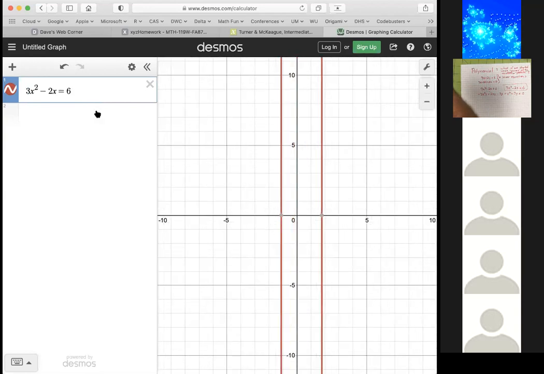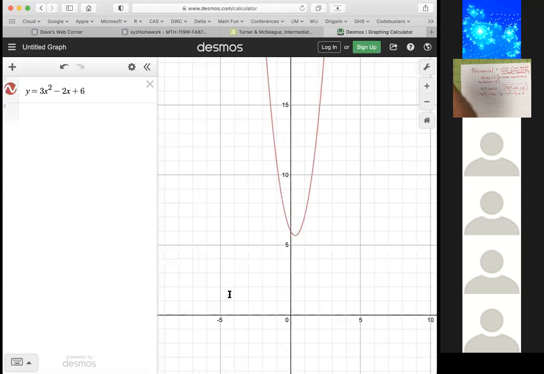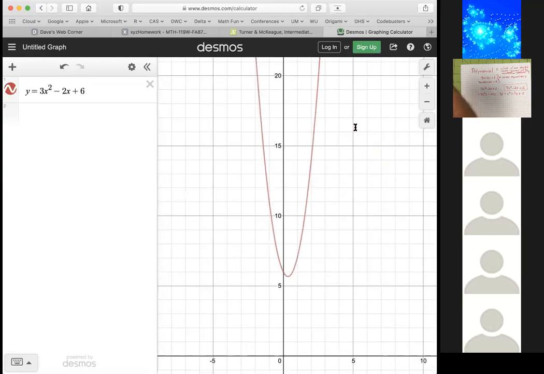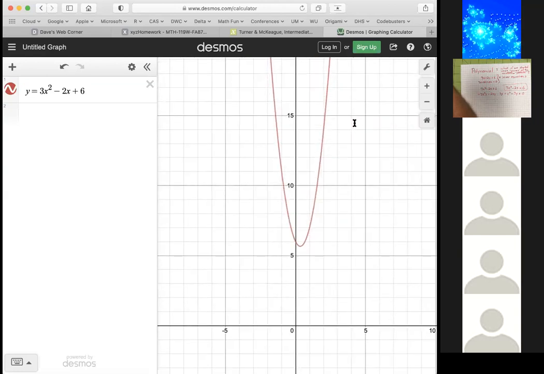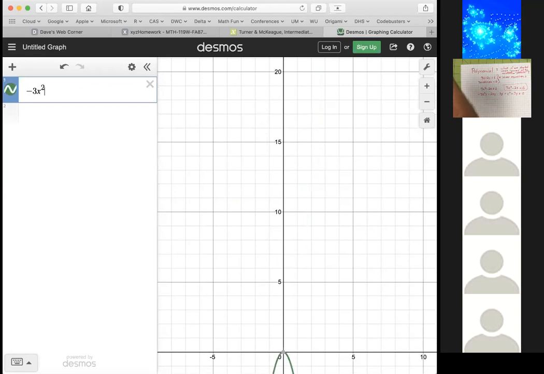Yeah, I'm not quite sure what Desmos is doing here. Let me ask the question differently. What if I told Desmos to graph y equals 3x squared plus 6? Oh, that's more interesting. That's a parabola. This other one that I just wrote on the paper, which is completely crazy, minus 3x squared. I just want to see. I might get nothing. But I want to see what happens.